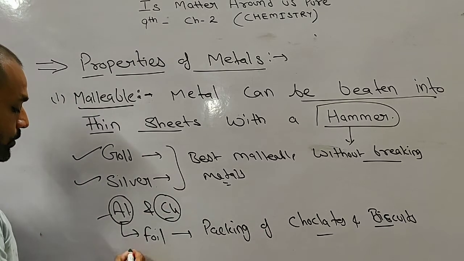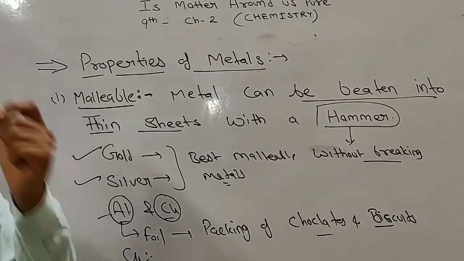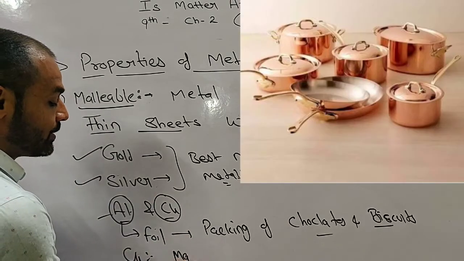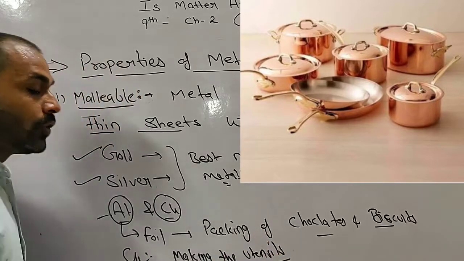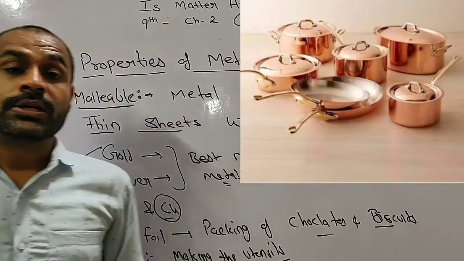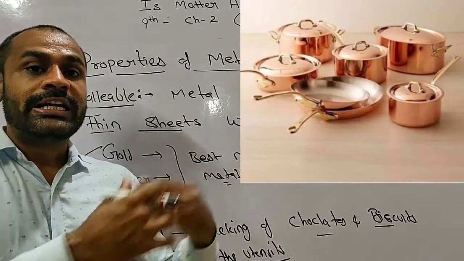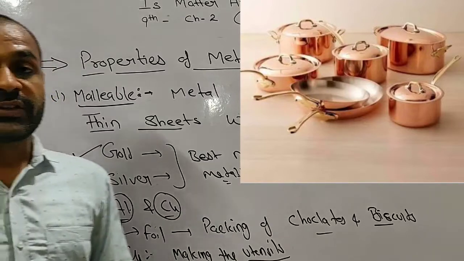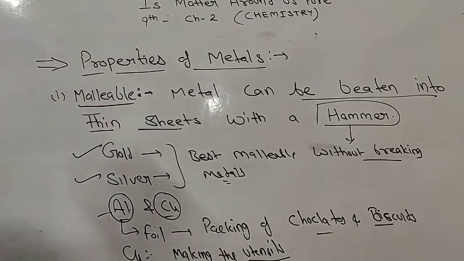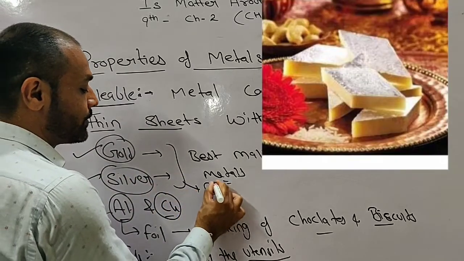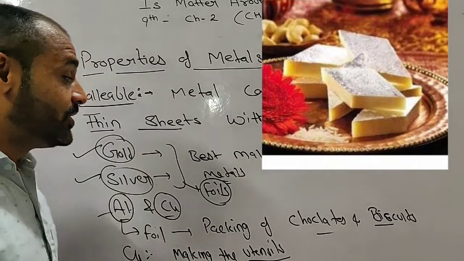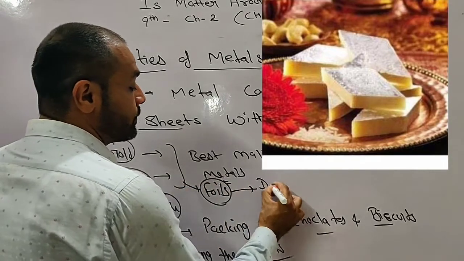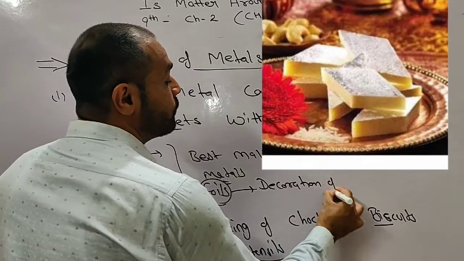What about copper? Copper is used for making utensils. At home we use lots of copper utensils. They are just beaten and molded into the kind of utensils which we use at our home. Apart from this, what about gold and silver? Gold and silver are used for making foils. Silver foil is used for decoration. For what decoration? Decoration of sweets.